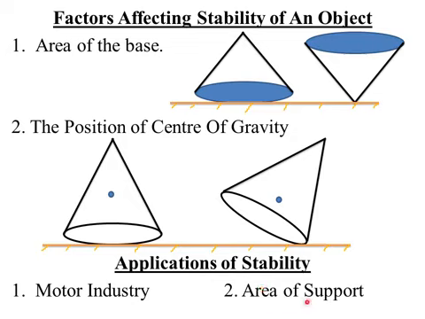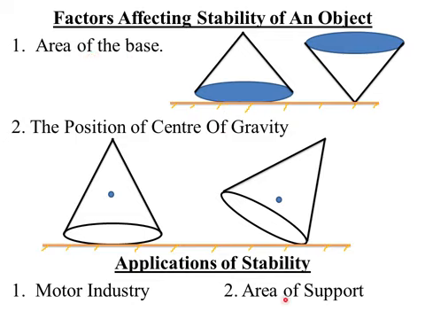The first application in areas of support is that to alight from a moving bus, that is to move out from a moving bus, a person has to spread out his legs. That is to increase the area of support. So when you spread your legs, you are broadening the area, thereby increasing your stability. Remember, the larger the base area, the more the stability.